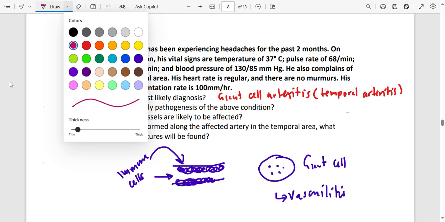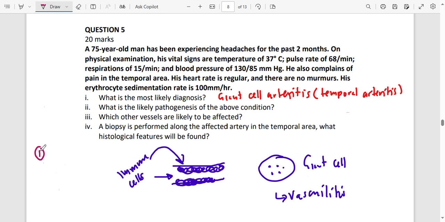Okay. So point one, there is immune-mediated inflammation. This is where the immune system starts to attack the blood vessels by mistake. The inflammation is happening because of the T cells and the B cells mediating the immune response.